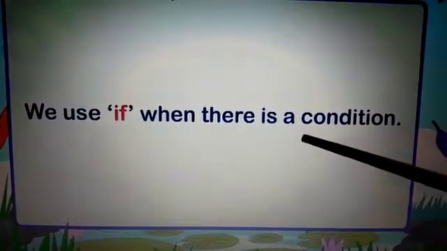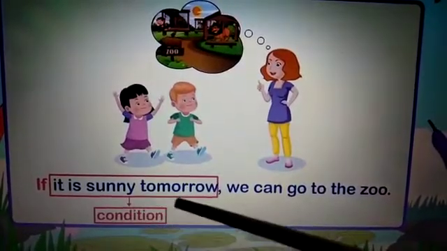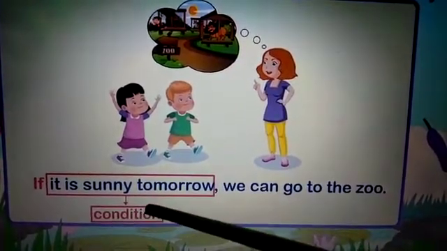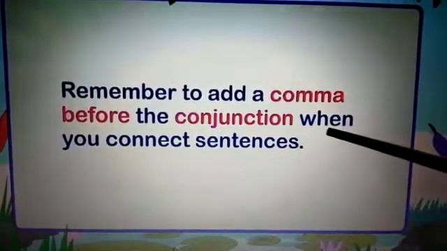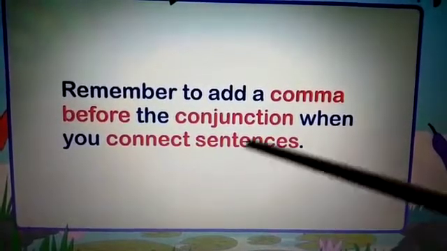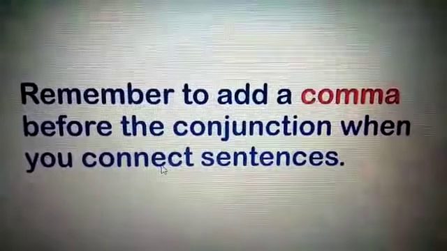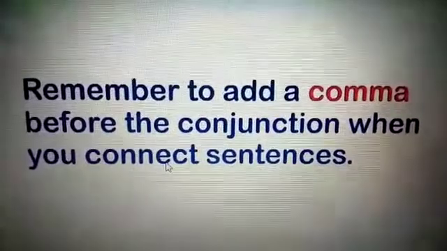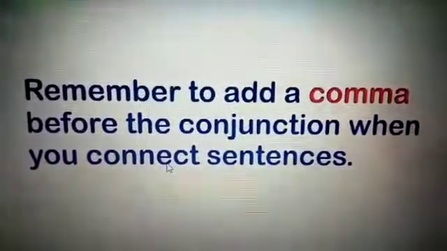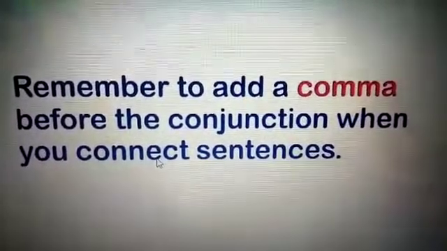We use if when there is a condition. What is the meaning of condition? I will show you in the next example. If it is sunny tomorrow, we can go to the zoo. This is a condition. The day must be sunny. Remember to add a comma before the conjunction word when you connect sentences. When we use a conjunction word, we have to add a comma to show that we are joining two sentences.